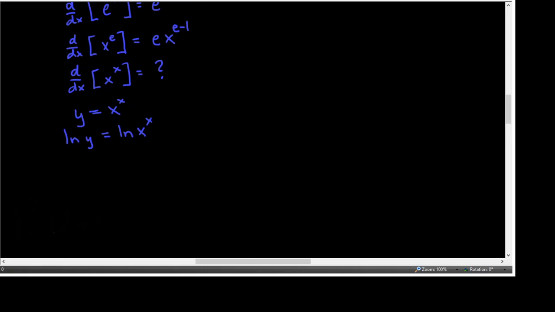All right, so the reason we do that on the right-hand side is to get that variable x out of the exponent. So we're going to use the property of logarithms that we know is true and bring that exponent down in front as a multiplier by the ln of the base. Then we're going to use implicit differentiation. That is, we're going to differentiate both sides with respect to x.